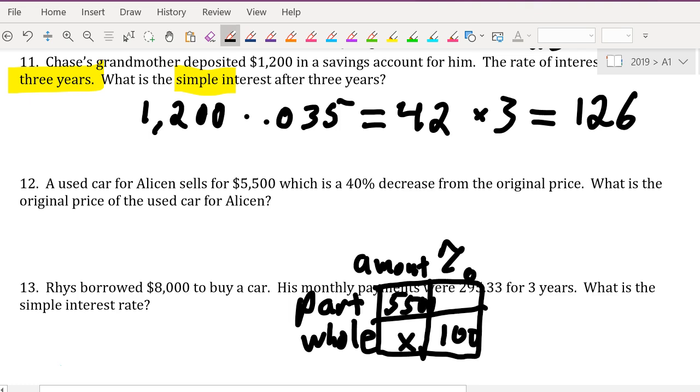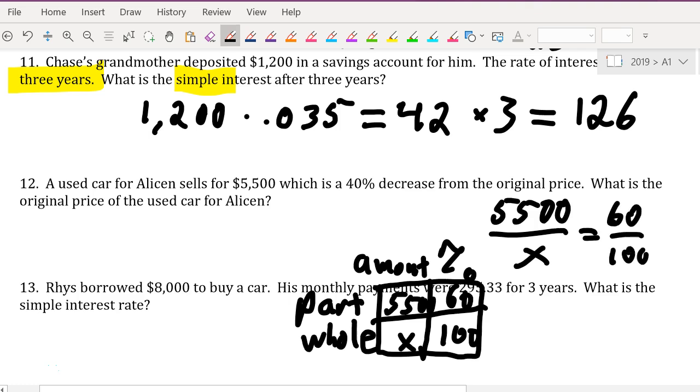So we don't know the original. And the percent, 5,500 is what percent of the original? It's 60 because we took 40 off of 100. So now we've got 5,500 over x equals 60 over 100. This is another tricky one. You can simplify. Let's reduce it.